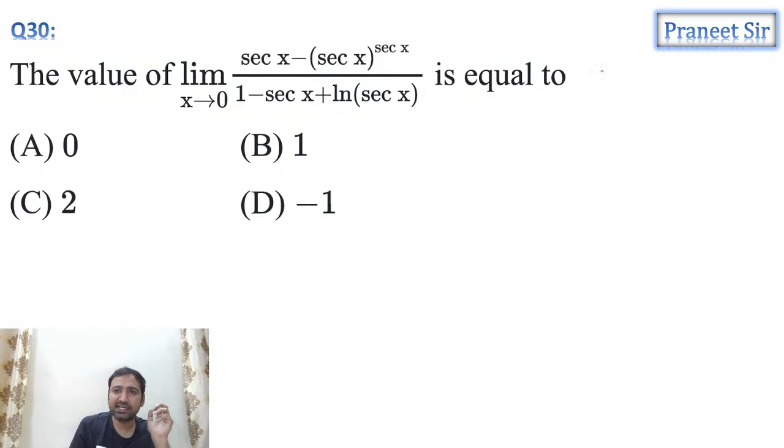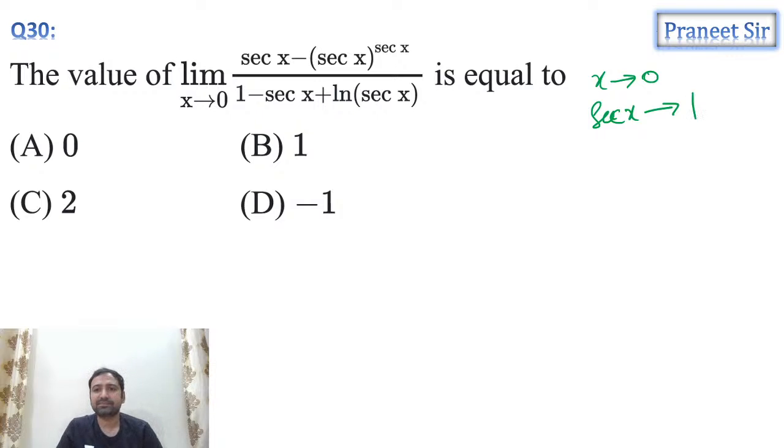If x is tending to 0, what about secant x, guys? Is secant x tending to 1? When x is tending to 0, secant x is tending to 1 or not? 1 plus, right? Secant x is tending to 1 plus. Why? Because whether x is 0 plus or 0 minus, secant x is 1 plus only. Correct?